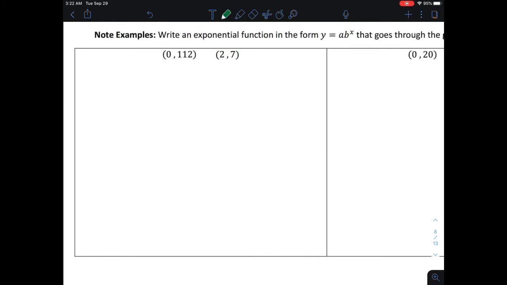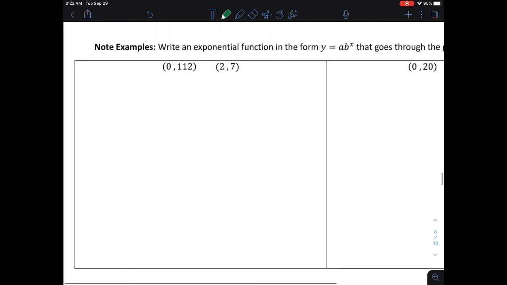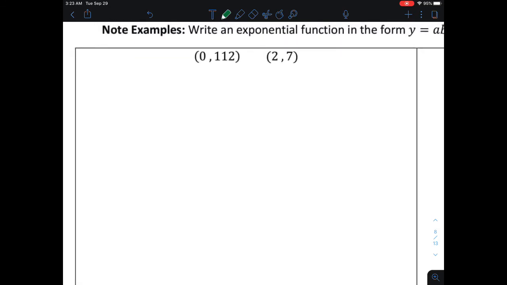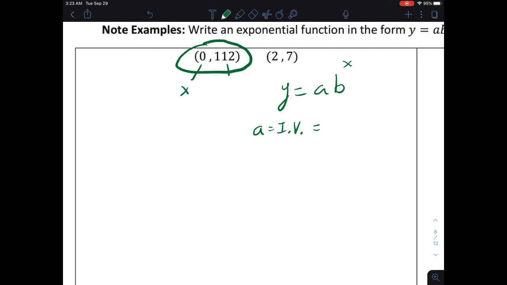Okay, now we're going to look at writing the exponential function when we're only given 2 coordinates. We're going to use the same process we just did from the table, even though we're just given 2 points. We're going to start with our exponential function y equals a times b to the x. Remember, a is the initial value, also known as the y-intercept. We're given a y-intercept. That's when the x value is 0. So when x equals 0, whatever y is going to be is our initial value, so 112.